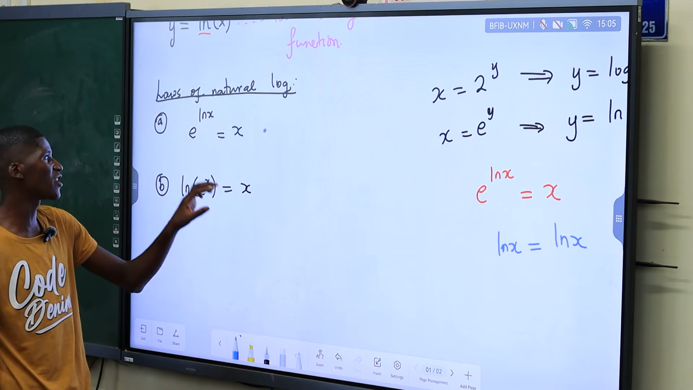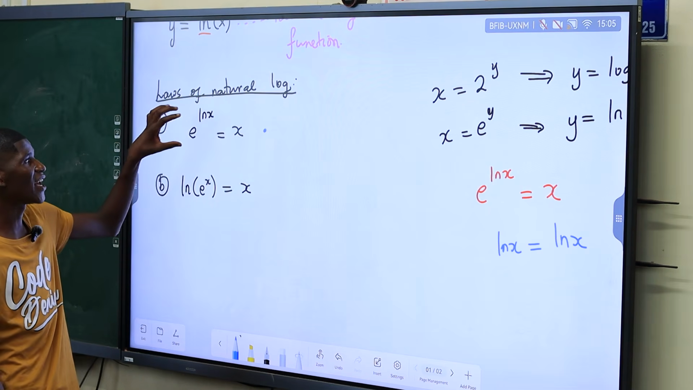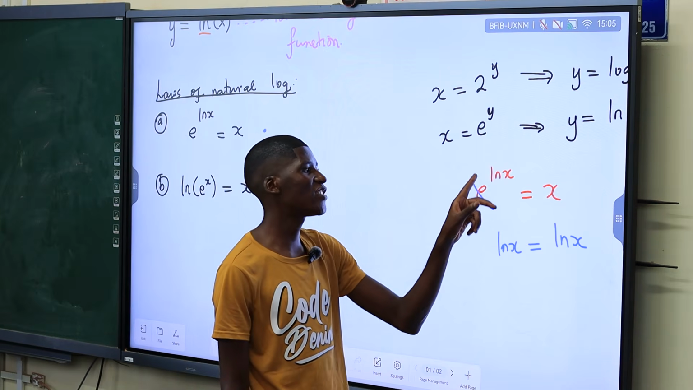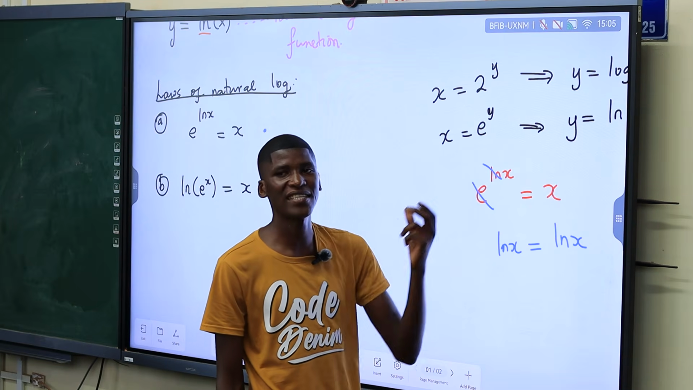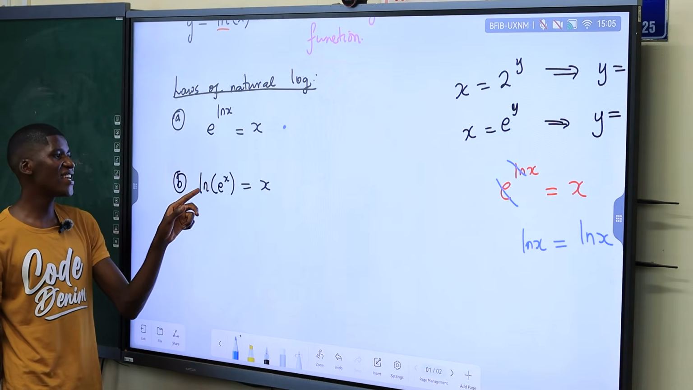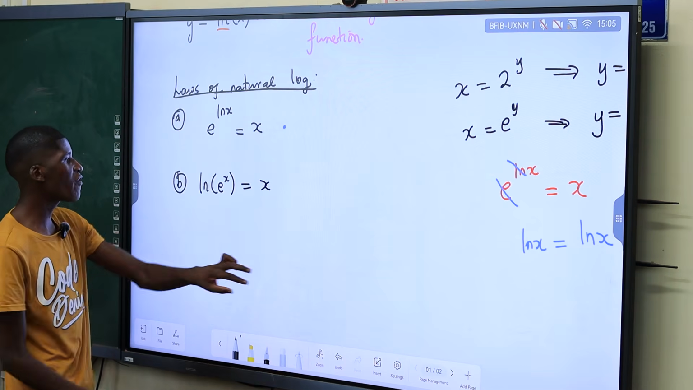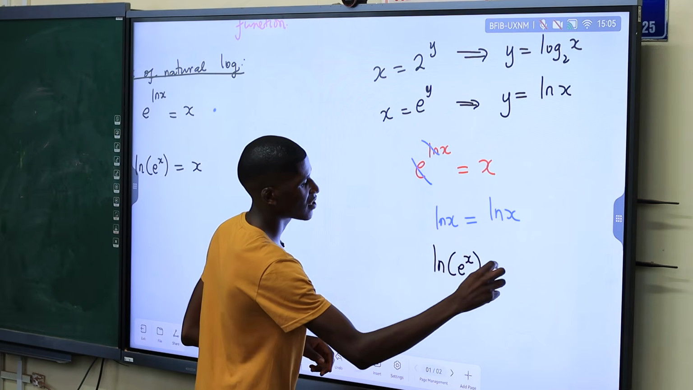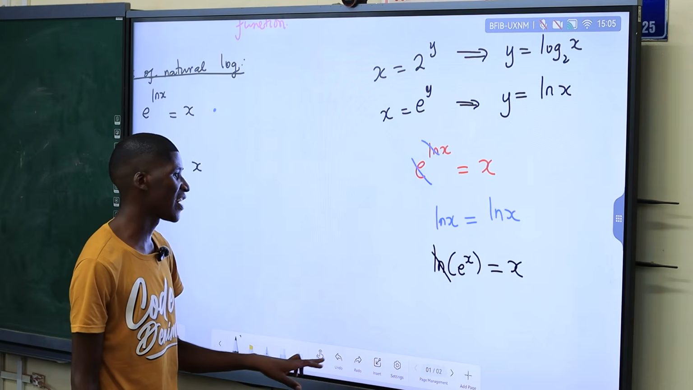If there is any other proof that you are interested in for this law, you can research any proof you can use to end up at this law. But the law holds that e raised to the power of ln, they can just cancel, and whatever we have in the argument, we're just going to write it down. Then the second one is ln e to the power x is equals to x. This one holds true because if we're having ln e to the power x, ln and e cancel. That is what we are trying to say.